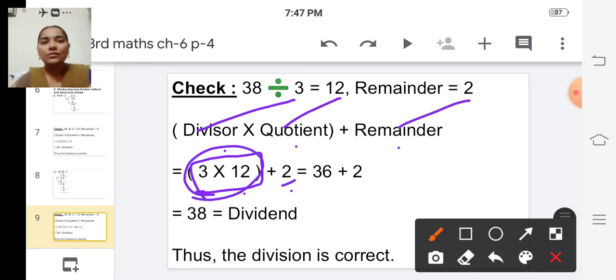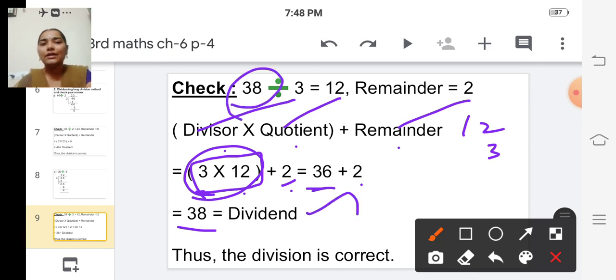Okay. And then we have to add this 2 to this answer. So first let's multiply 12 into 3. So 12 3s are, you all know, isn't it? 12 3s are 36. 12 3s are 36 plus 2. So 36 plus 2 is 38, which is our dividend. So thus the division is correct. Okay children, have you all understood?